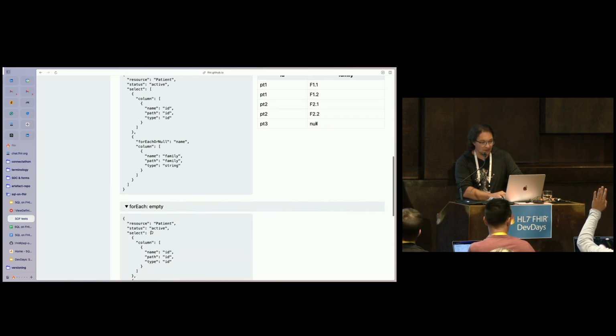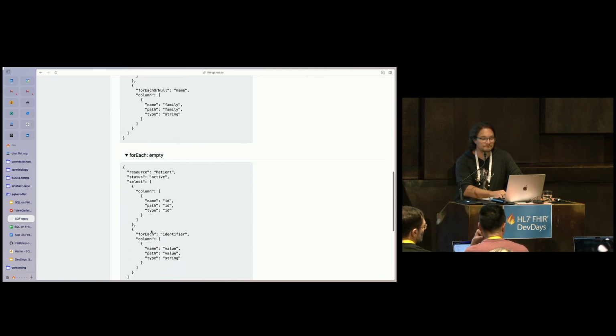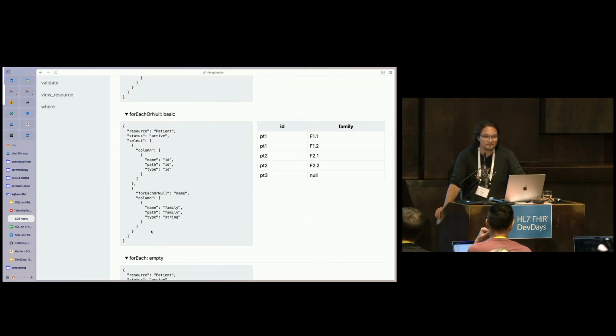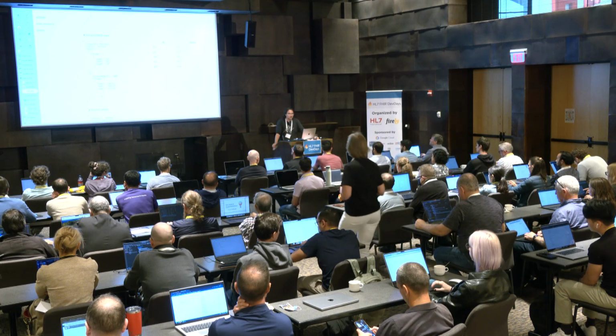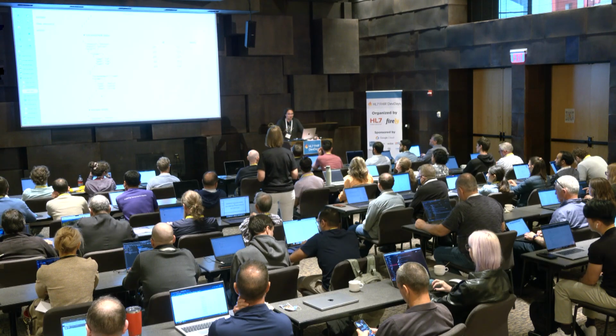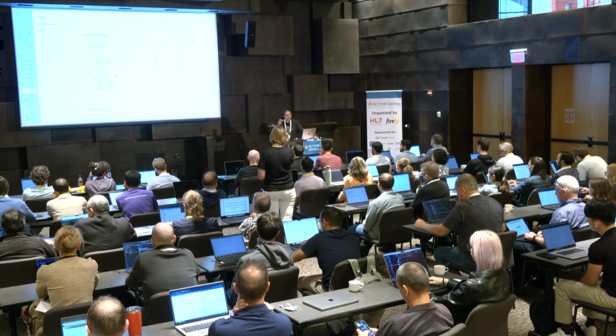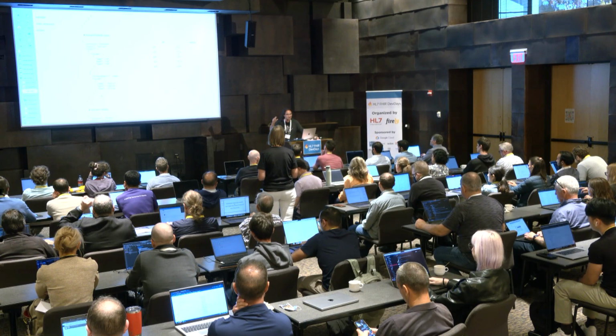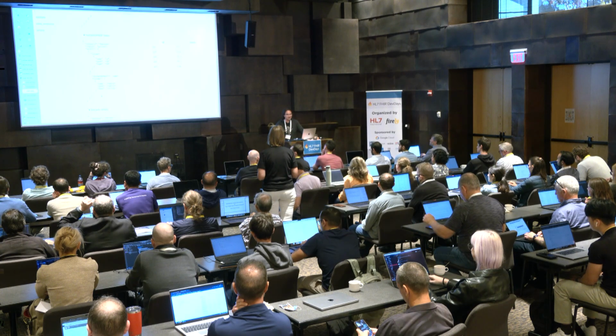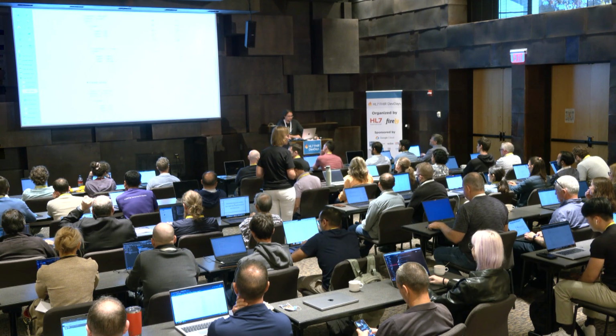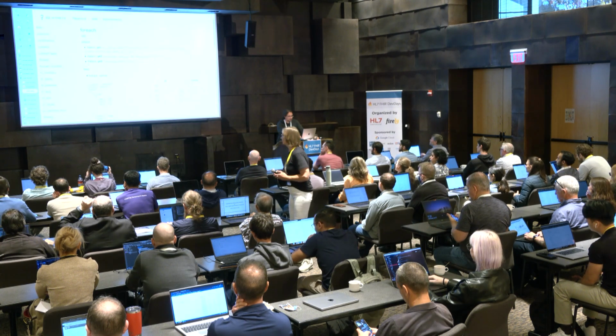So what happens if you don't use forEachOrNull, just use forEach? Does it fail? It will disappear. If the expression for forEach is null, the whole row will disappear. Yeah, so that's the test.